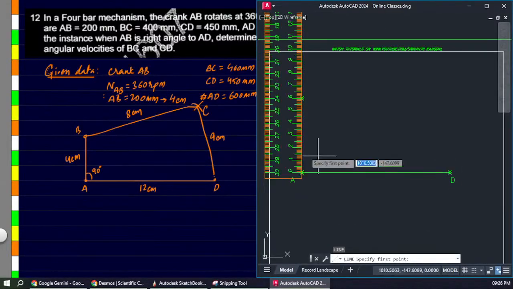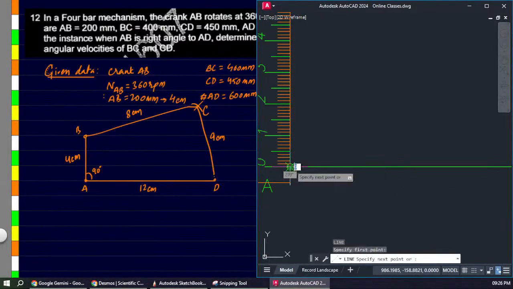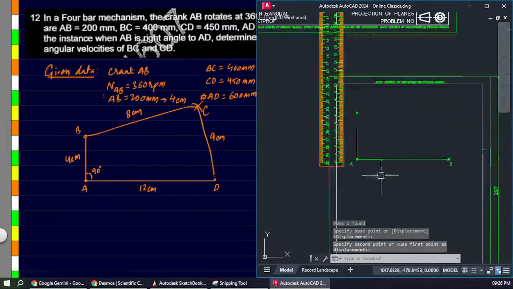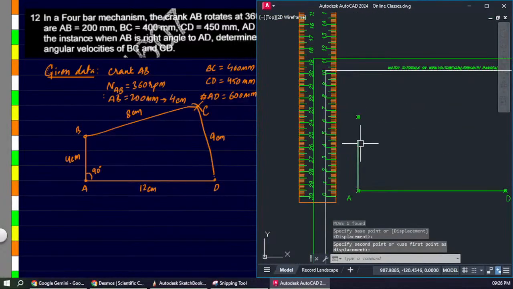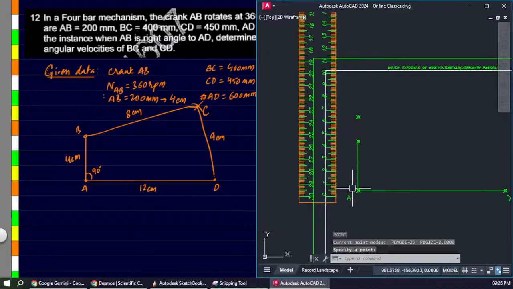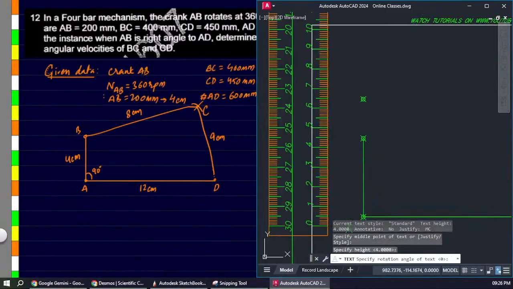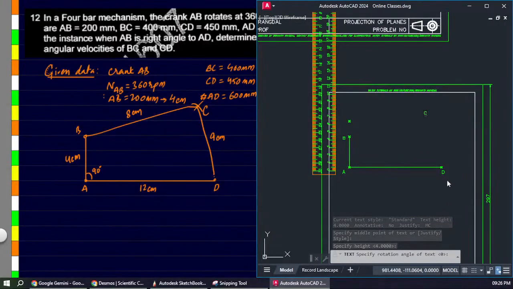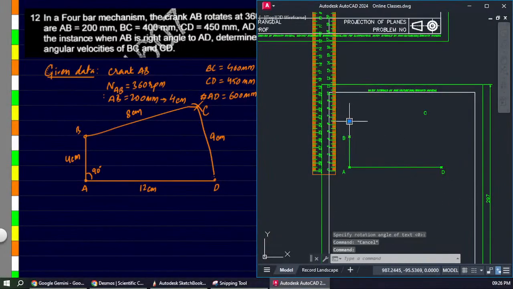So let me take the line and draw a length of 4 centimeters. Okay, let's keep this at. So this is the length of 4 centimeters. So this point that we get here we will have to call it as B. Okay, and the point C will be somewhere here. Where exactly? We don't know that.